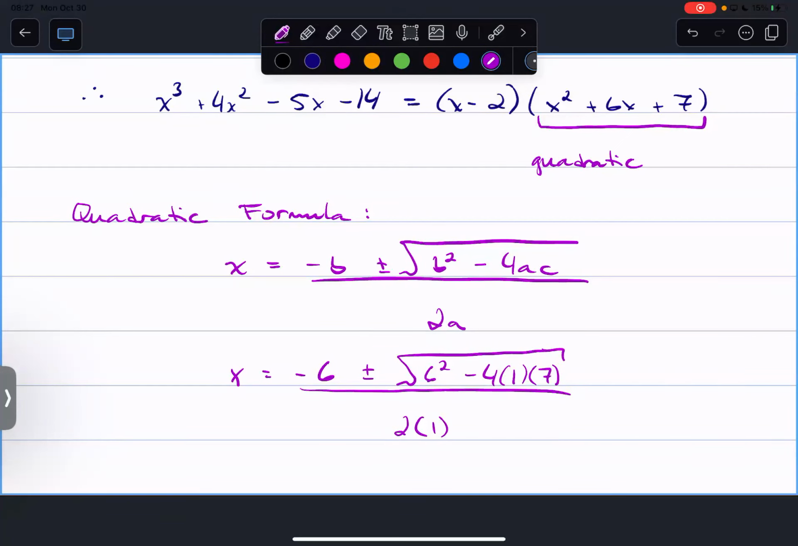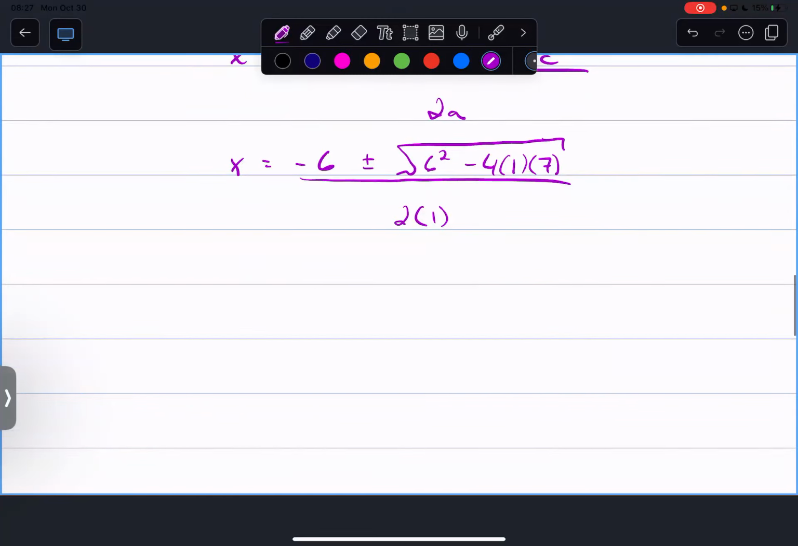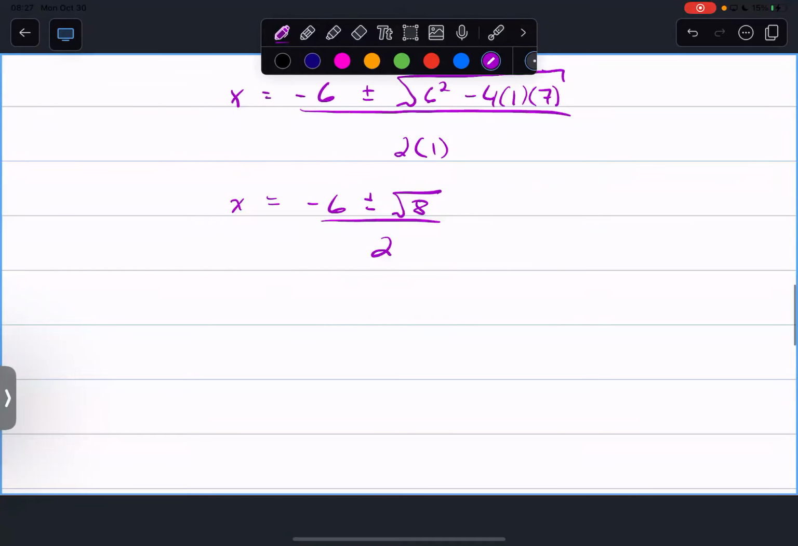Or it would take too long. 6 squared is 36 minus 4 times 7, which is 8. It's not going to be a nice number, is it? Negative 6 plus minus the square root of 8 divided by 2. Now the square root of 8, I can rewrite as the square root of 4 times the square root of 2.